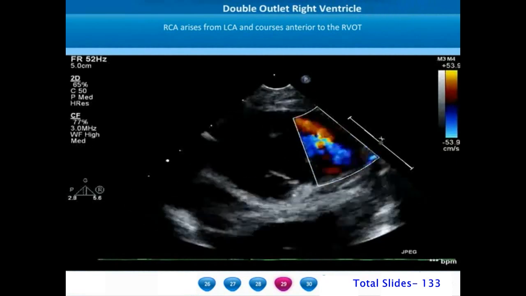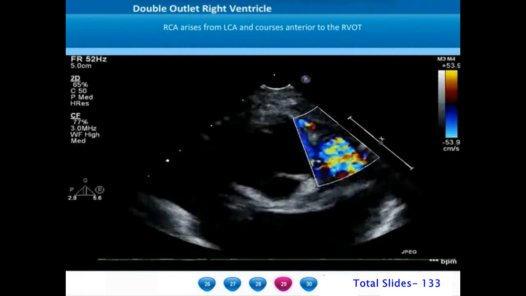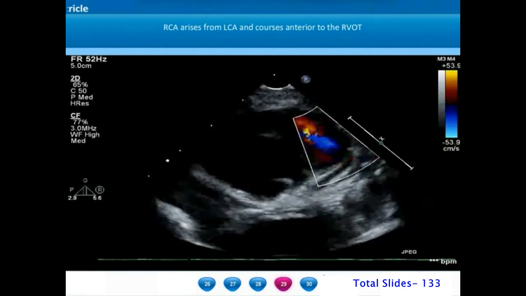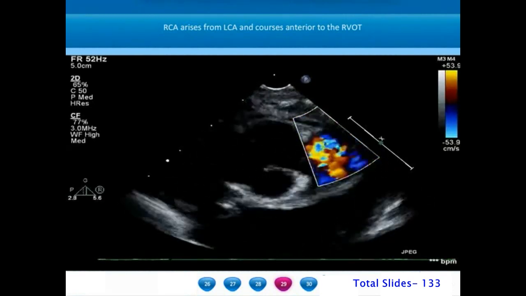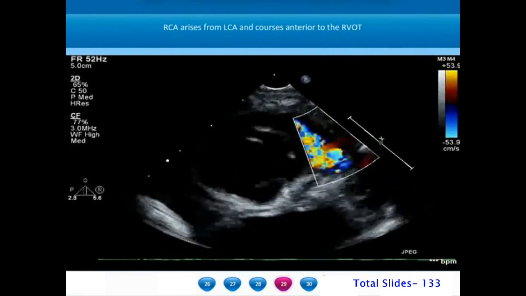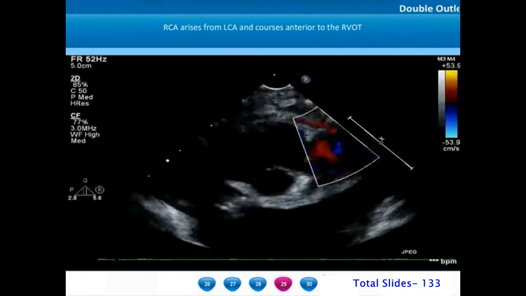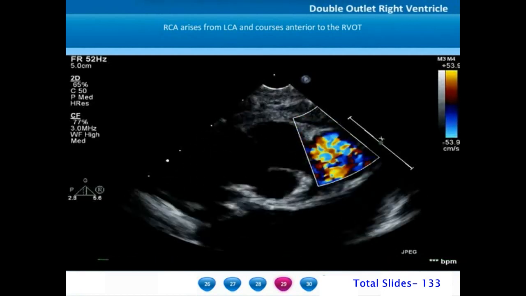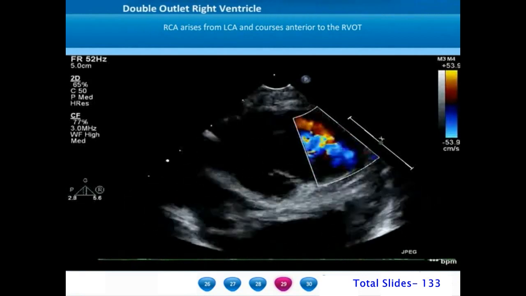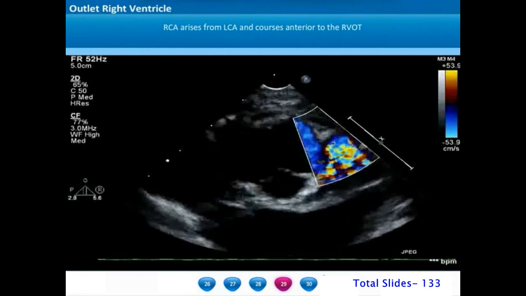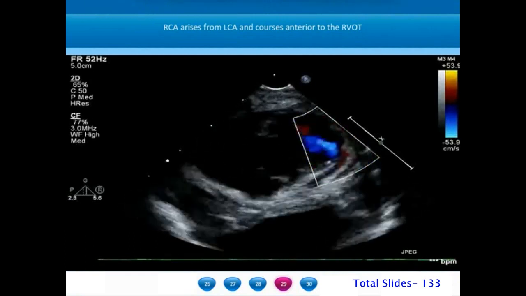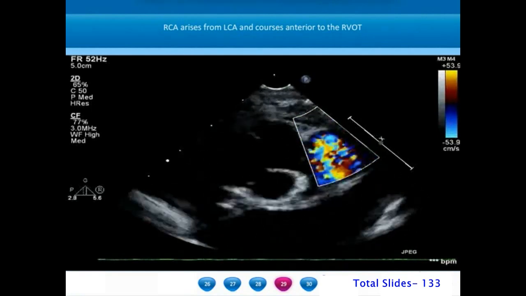On a parasternal short axis view, we see the dilated aortic root, and the narrowed pulmonary outflow tract, which is shown by a turbulent color flow signal. The aortic root is dextro-rotated, and so the left coronary artery is arising almost from the posterior aortic sinus. We can notice that the large left coronary artery is giving off the right coronary artery, which courses anterior to the right ventricular outflow tract from left to right.